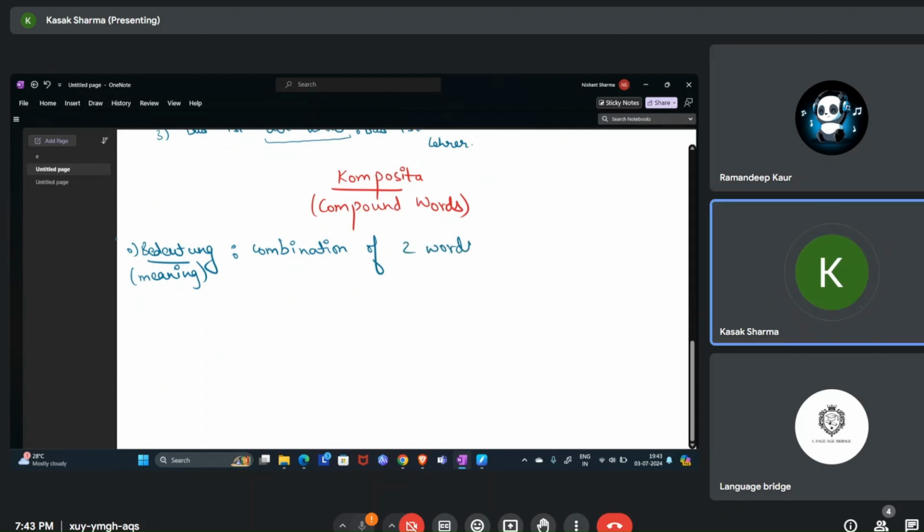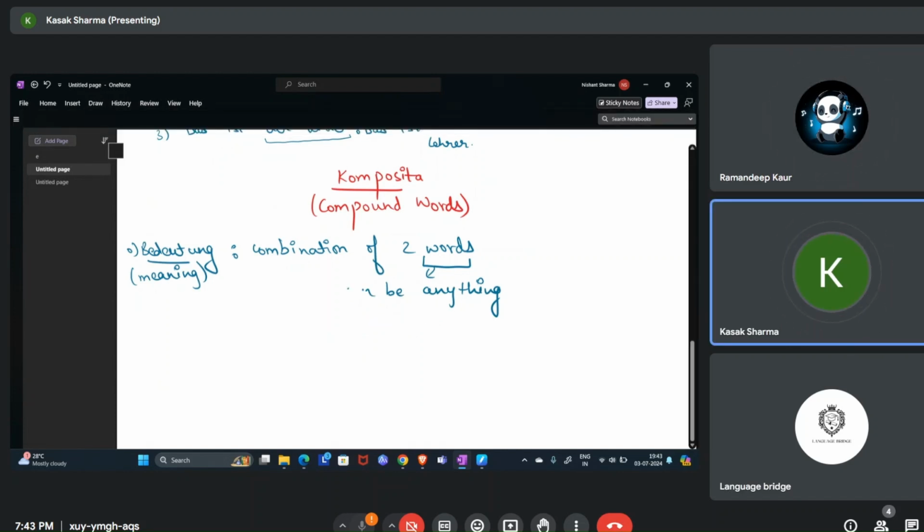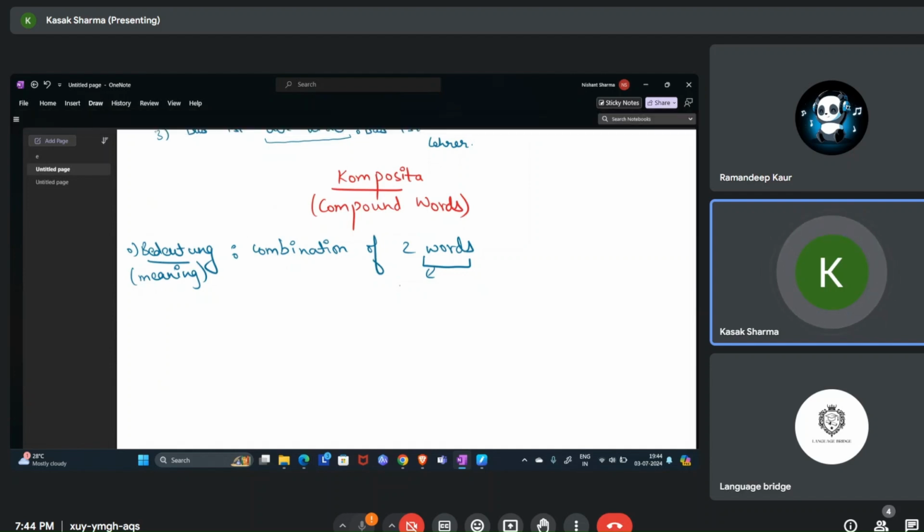Combination of two words. Now these words can be anything. For example, they can be any article, or no, not article. They can obviously be nouns. It will be nouns only, not anything else. So two nouns coming together. It's like this.